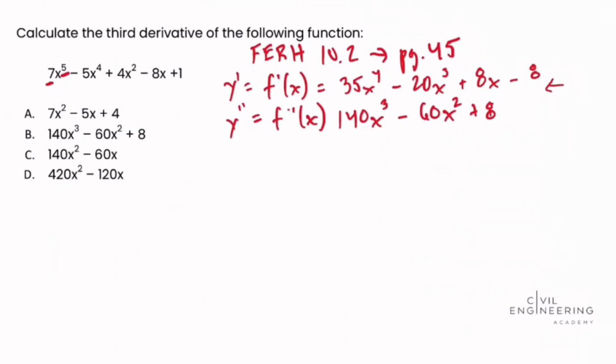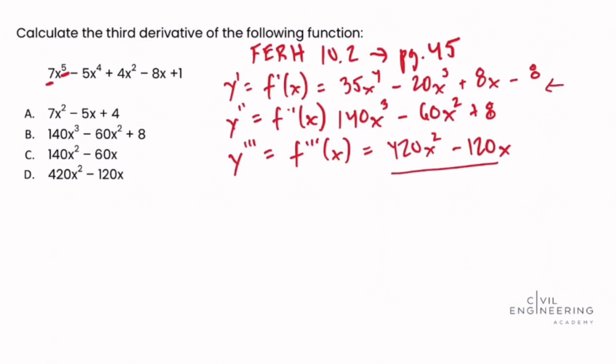And so working towards the third derivative, y triple prime is equal to f triple prime of x, and that is equal to 420x squared minus 120x. And so if we look at the answer choices, that is closest to answer choice D, and we've solved this problem.